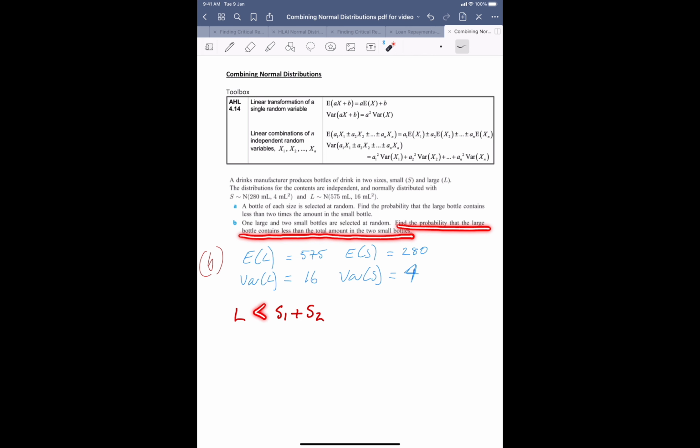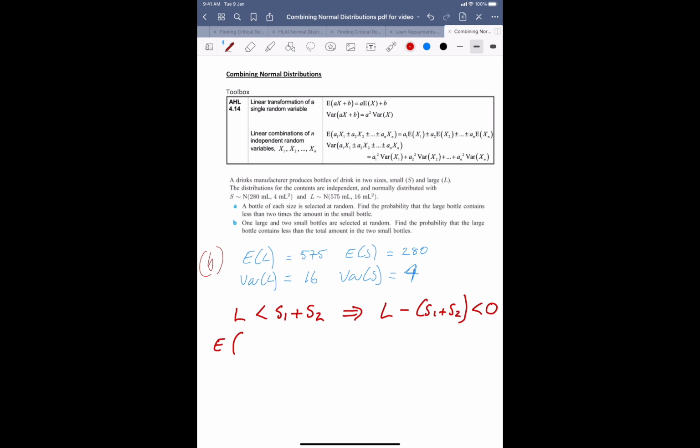So we just want to replace the symbol here with an inequality. So this is what we're after, and we are going to rearrange this as we did before. L minus S1 plus S2 is less than 0. So we really want to find the expected value of L minus S1 plus S2. I want the variance of L minus S1 plus S2.